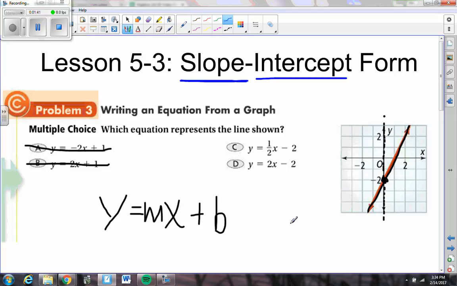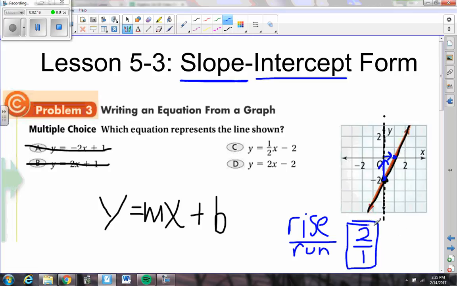The other thing we need to find, as I mentioned, is the slope of this line. Slope is easy and fun as long as you remember rise over run. So to get from this y-intercept point to the next point, right up here, the question is, what is my rise and what is my run? How far up am I going and how far over? In this case, my rise is up 2 squares and my run is over 1 square. Up 2 over 1 to get to that next point.